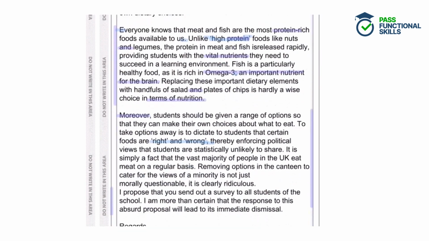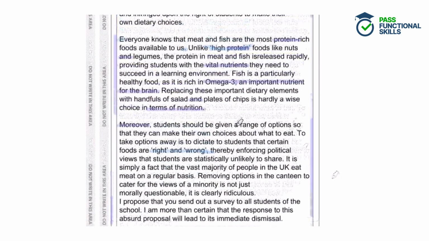So here we've got lots of persuasive techniques to try and persuade people to agree with this point of view. So we've got negative language that has been used throughout to describe this person's negative opinion of the proposal. So for example, they are advocating for the immediate dismissal of the proposal and they describe it as "absurd". They also use words like "clearly ridiculous" to try and persuade the reader that the proposal shouldn't be taken seriously.